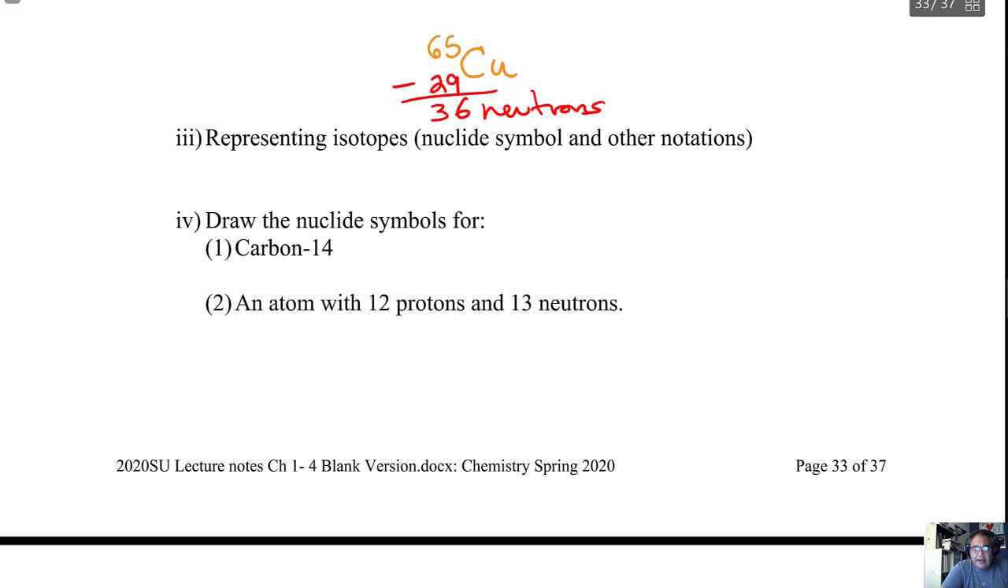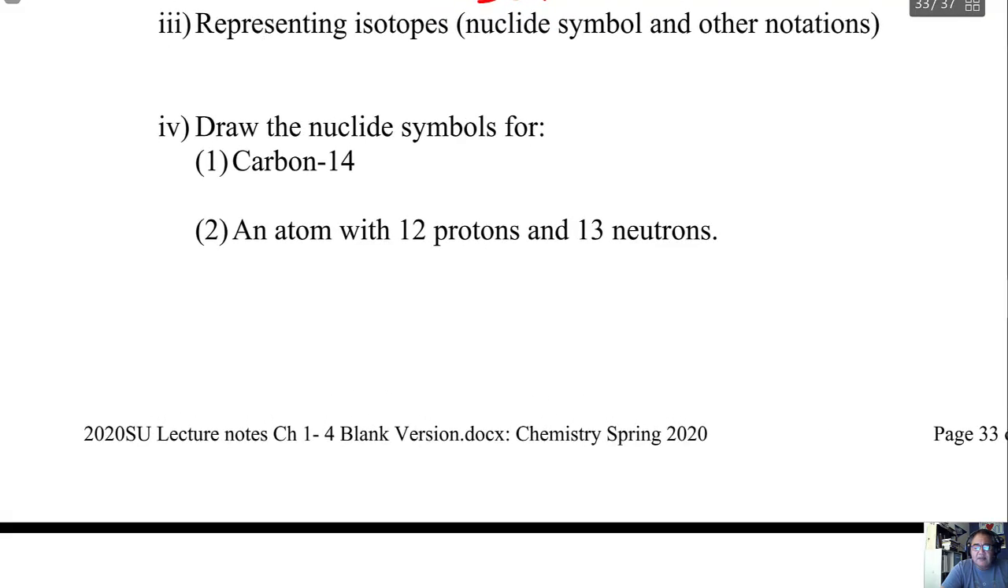So why don't you go ahead and draw the nuclide symbols for carbon 14, and then an atom with 12 protons and 13 neutrons. Okay, so we'll pause for that, and I'll let you do that. Just as a reminder, the number of protons is going to help you find the atomic symbol. Okay, there we go.